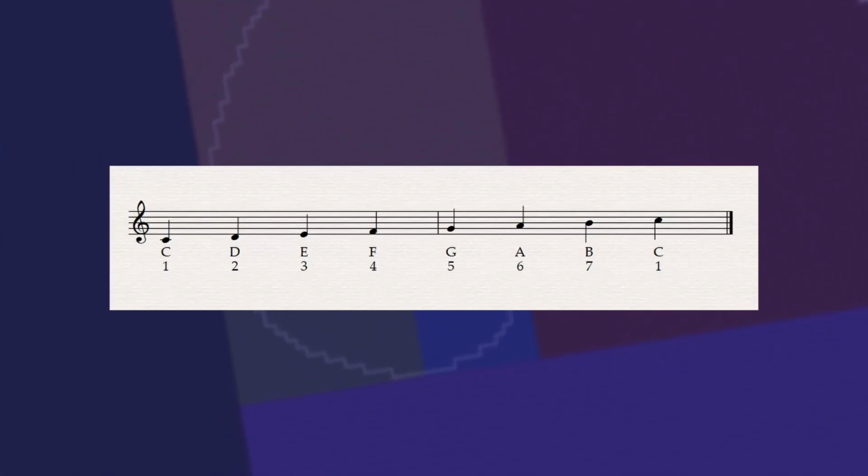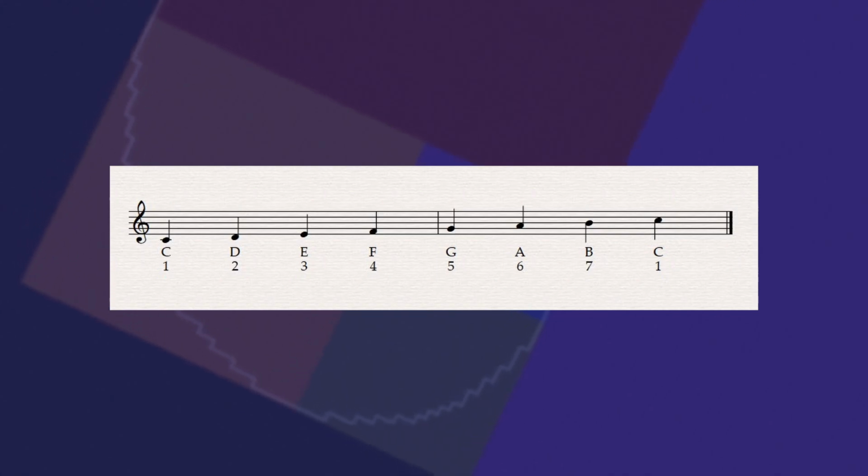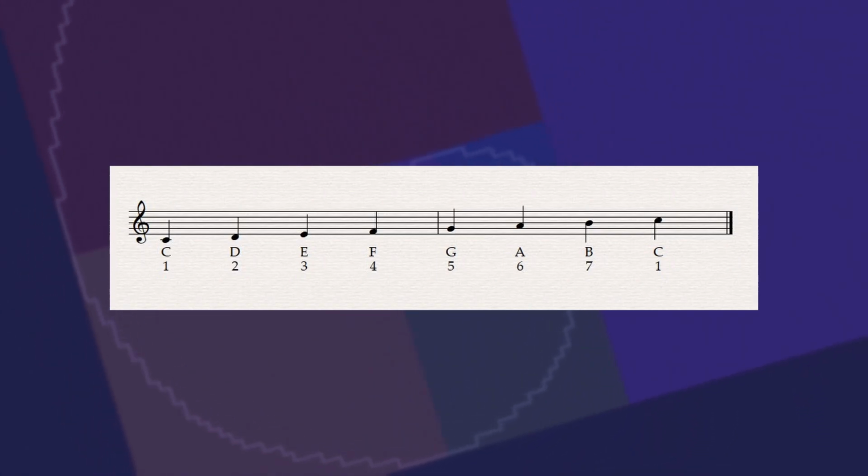I'll quickly explain how we translate the numbers into music. Each note of a musical scale has a degree, or its position in the scale.